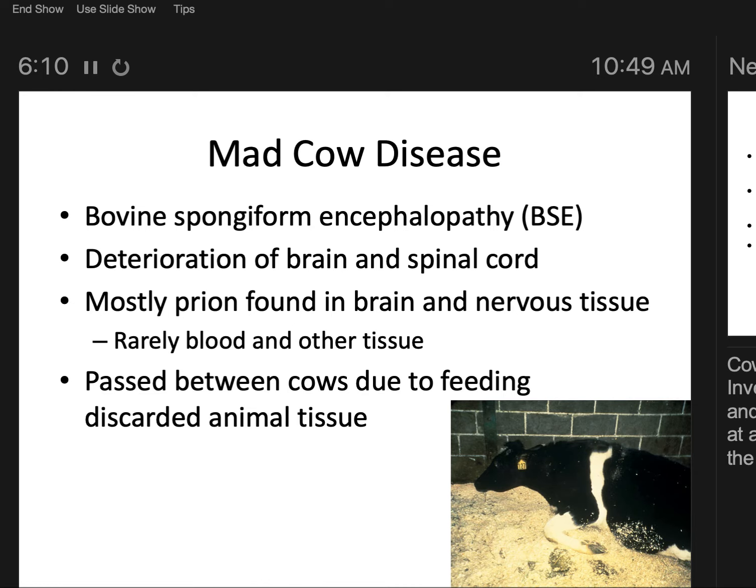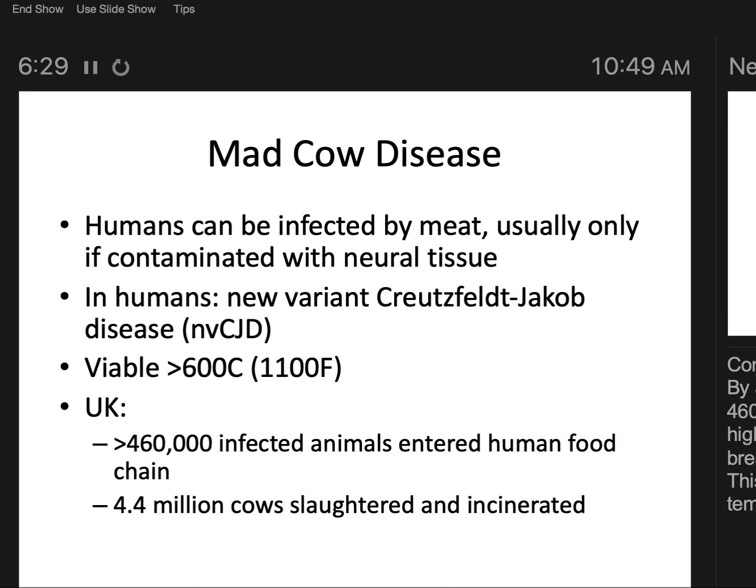And we've already talked about mad cow disease, so I'm not going to talk about it too much. We just haven't really talked about the symptoms of it. Because it's in nervous tissue, these prions cause deterioration of the brain and spinal cord. Let's see, we've talked about how it's passed. And so we have a new variant in humans.